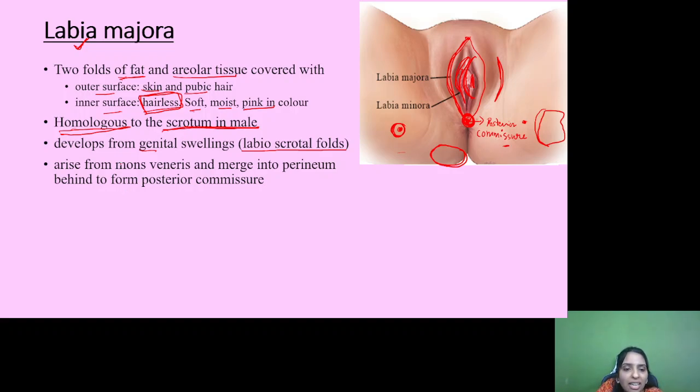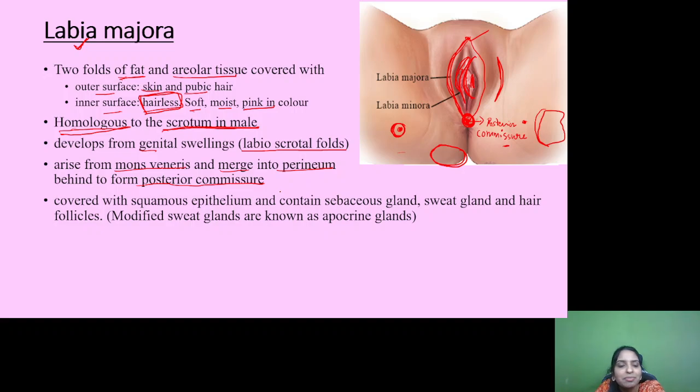Now please see this line. It arises from the mons pubis, right? See here, it is from the mons pubis, the first point. And both the labia merge into the perineum to form the commissure. It is posterior, so it is known as the posterior commissure.